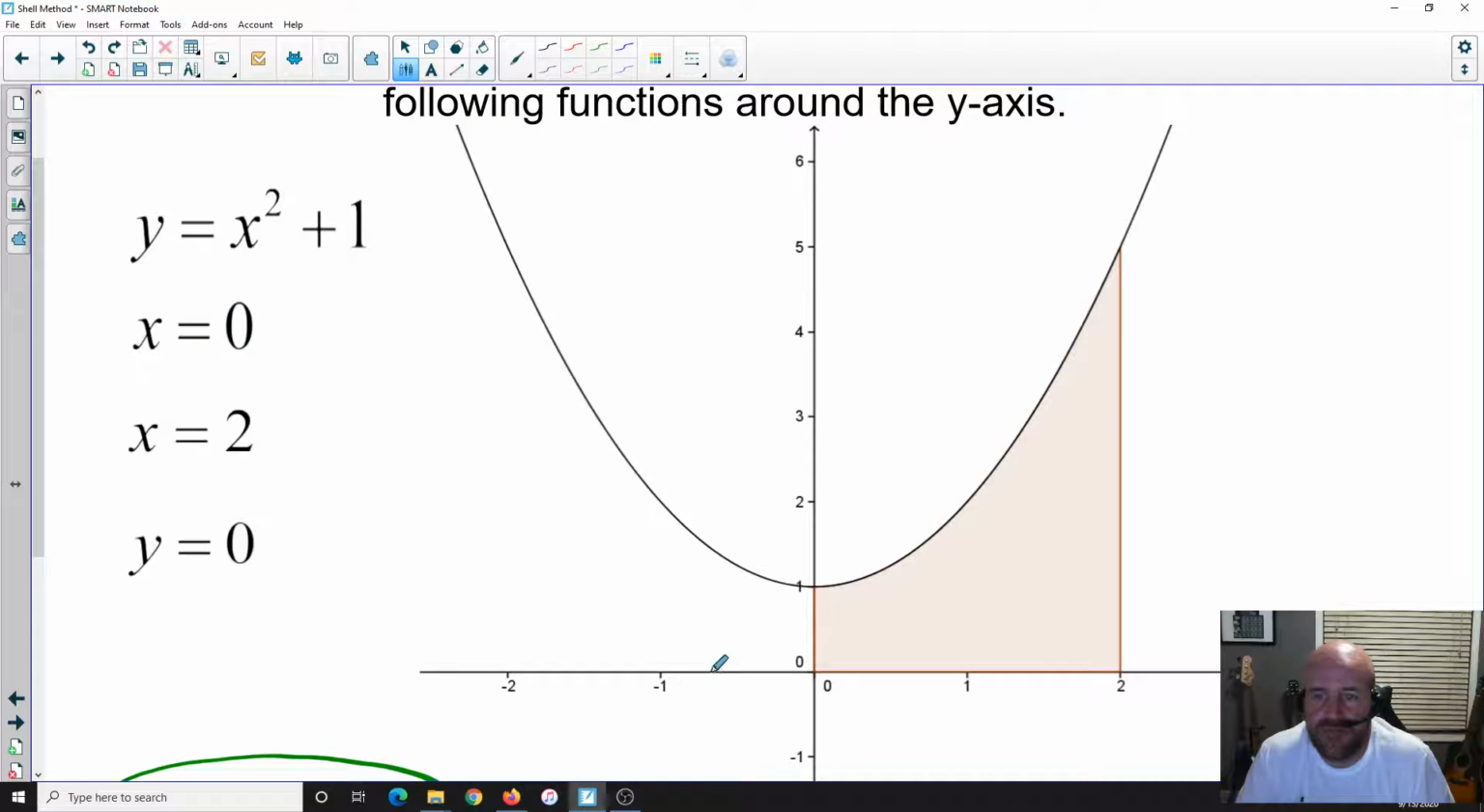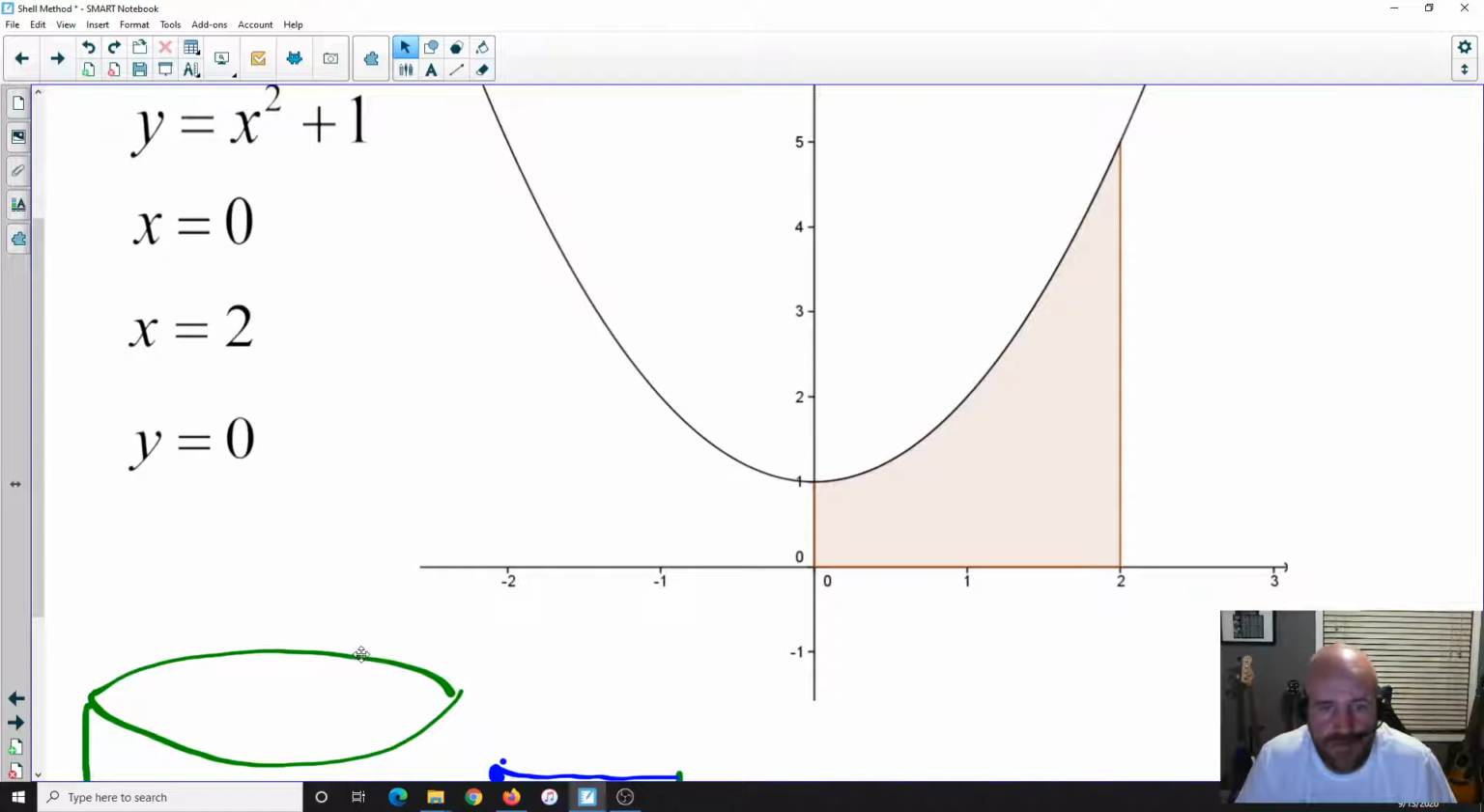X is 0, so that's the y-axis, right here. Sorry, x equals 0 is the y-axis. I pointed to the y, I said x. And then y is 0 is going to be our x-axis, this bottom piece. And then x is 2. We know that is a vertical line right here. So we're looking at this shaded area here. And we're going to take that whole shaded area and rotate that around the y-axis.